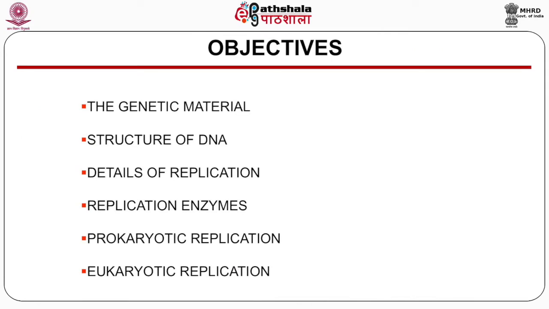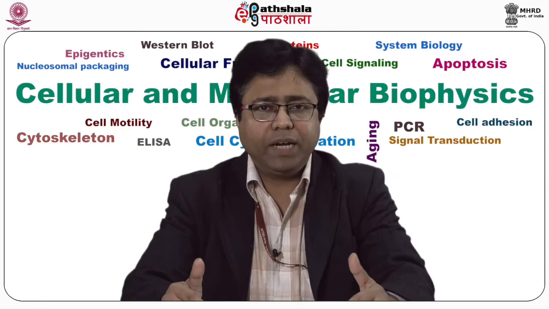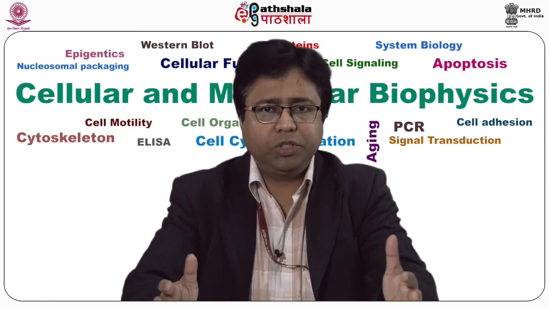The second is the structure of the DNA. The third is the details of DNA replication. The fourth is replication enzymes, that is the enzymes which assist in the process of replication. And last but not the least are prokaryotic replication and eukaryotic replication. Remember that the DNA replication mechanism is different in a prokaryotic bacterial system as compared to a eukaryotic mammalian system. Coming back to the sets of experiments which have actually been done.